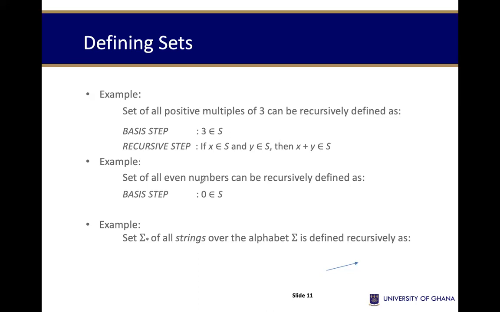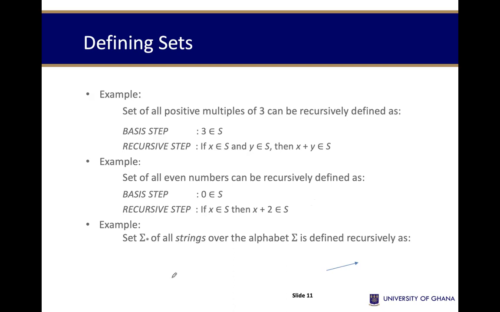For even numbers, we can also define it as follows. Remember, 0 can be the first even number you can think of, followed by 2, 4, 6, 8, all the way to positive infinity. So that can be defined as: X being a member of S, then X plus 2 is also an element of S.